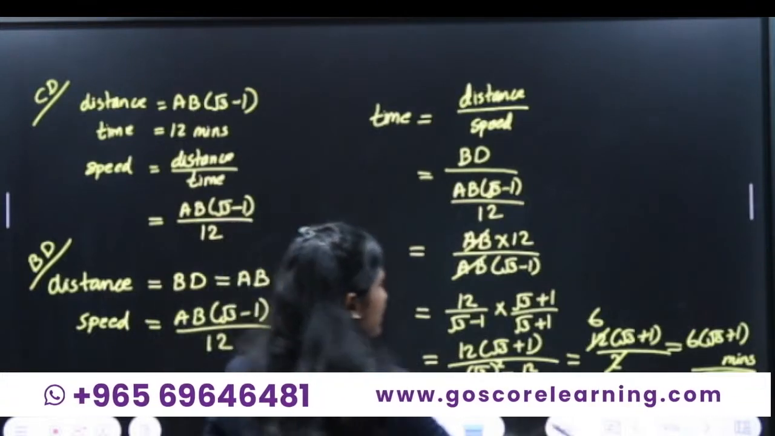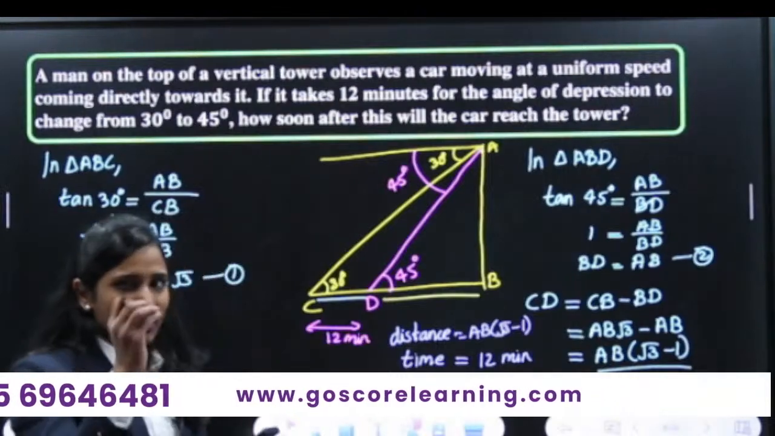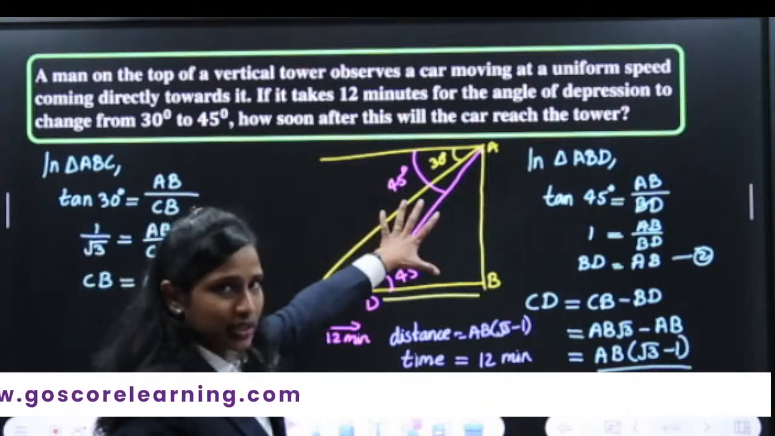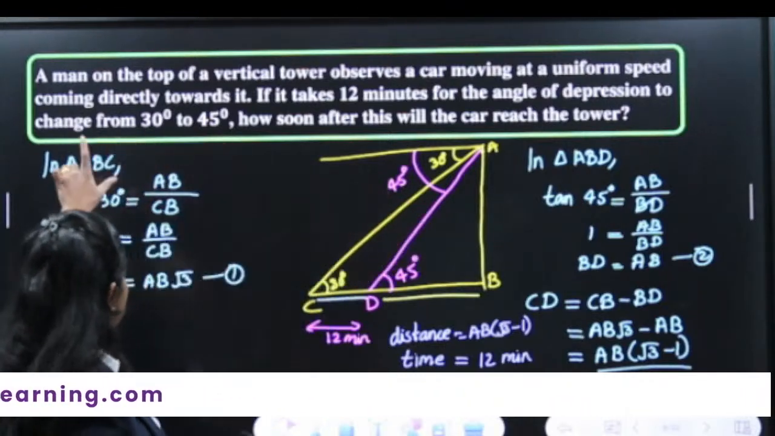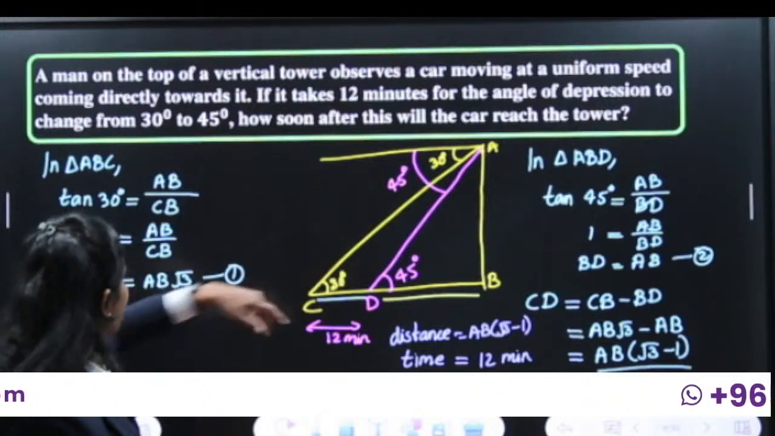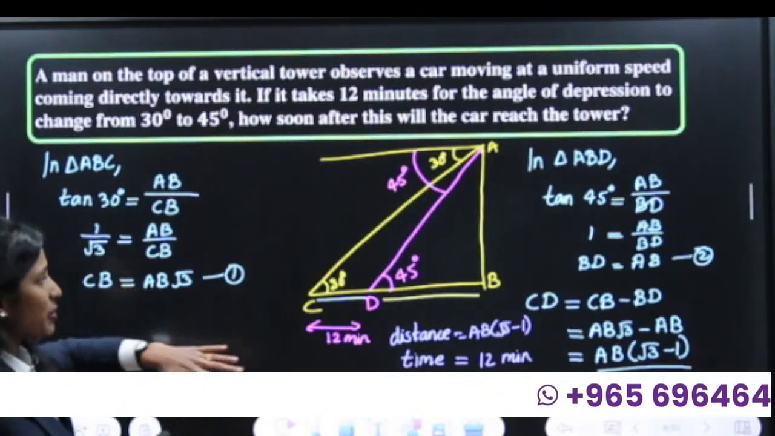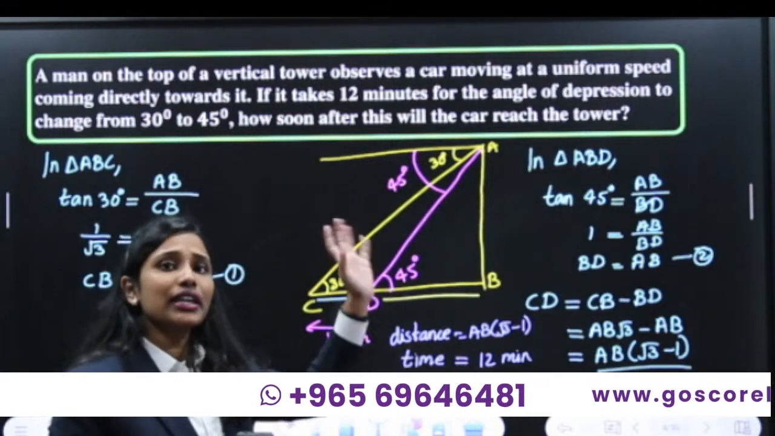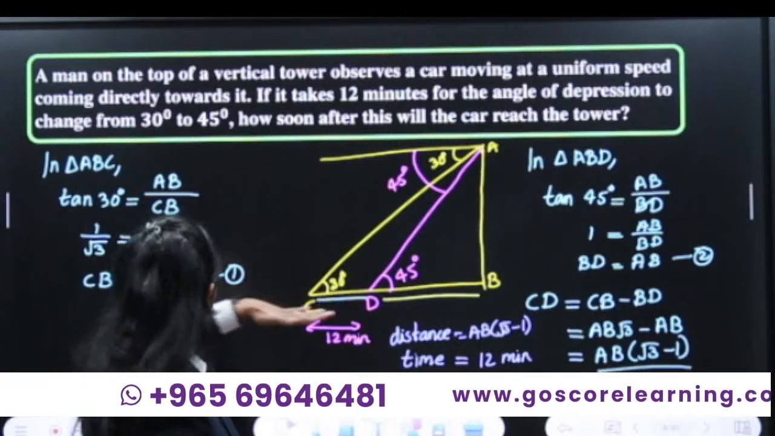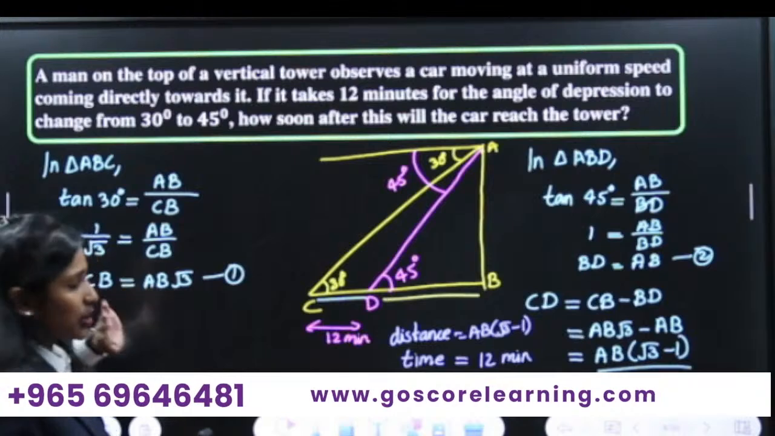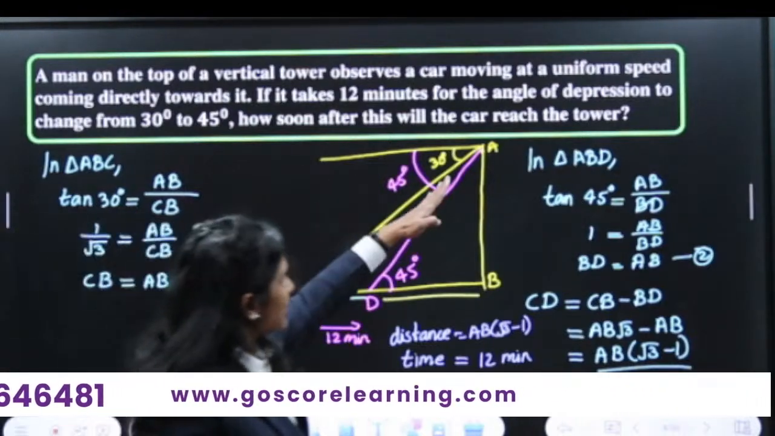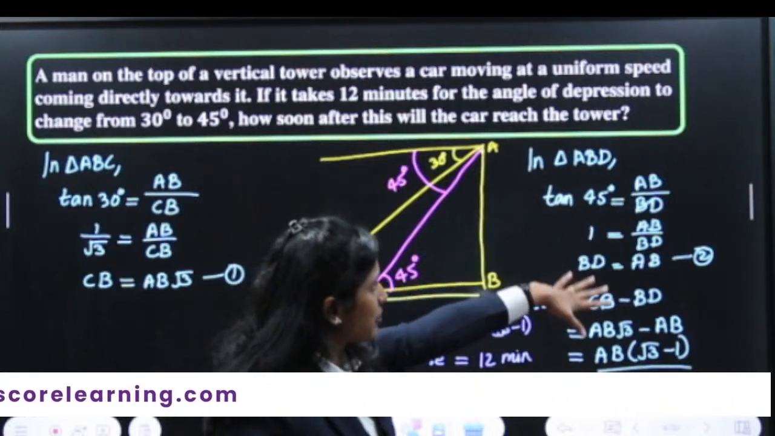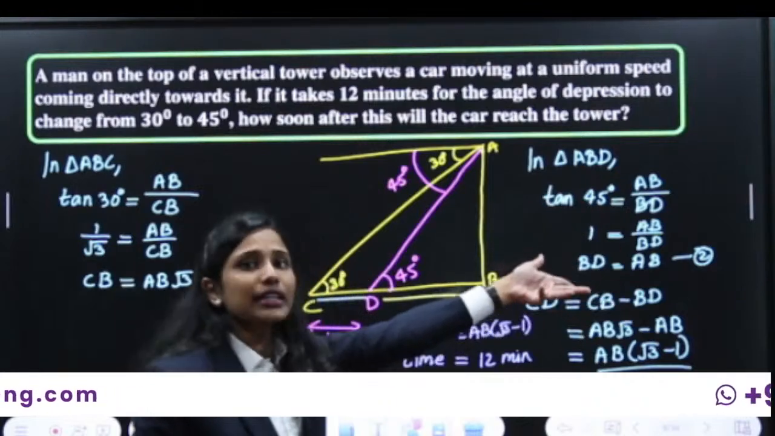So what have we done in this question? I know this is a bit tricky question. You have to apply physics here. First, we draw the correct picture. Then in each triangle, we consider the first triangle ABC and we form CB equal to AB root 3, because we need this distance. Then only can we find the speed, and using that we can find the time. So we wrote BC equal to AB root 3, the first equation. And we consider the next triangle with angle 45, and we got tan 45 equal to AB by BD, and BD equal to AB, the second equation.